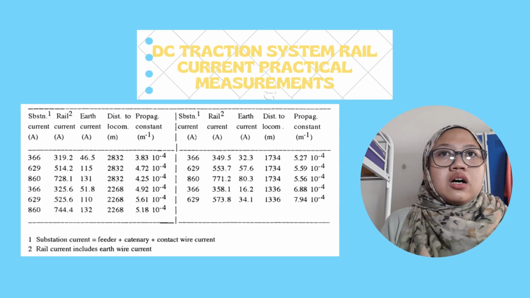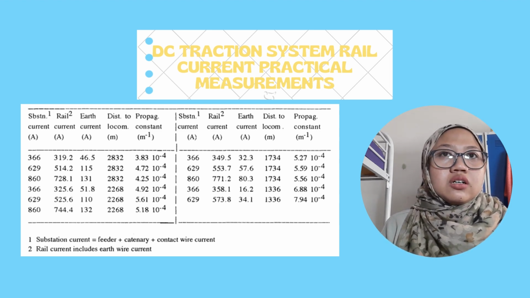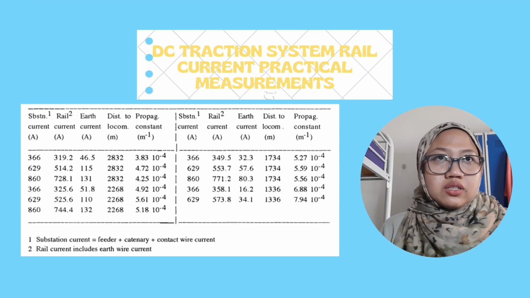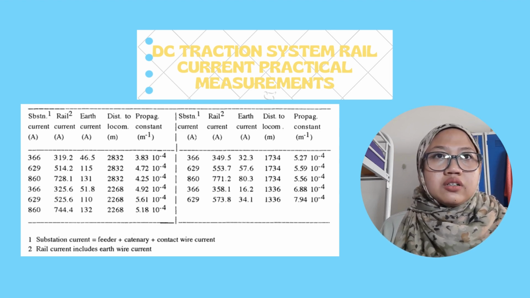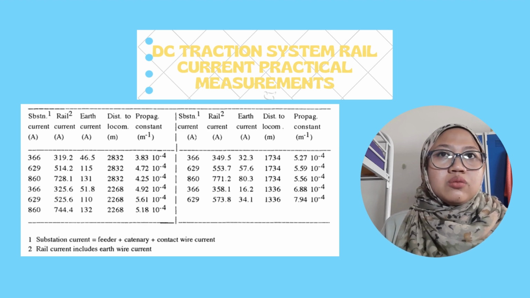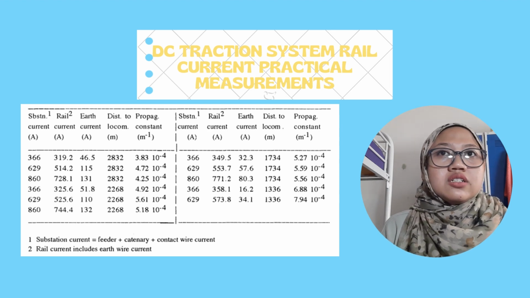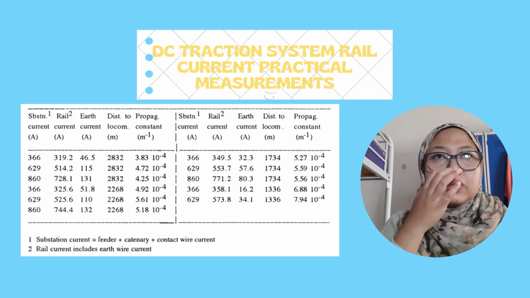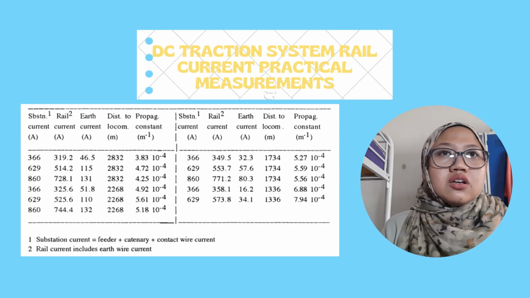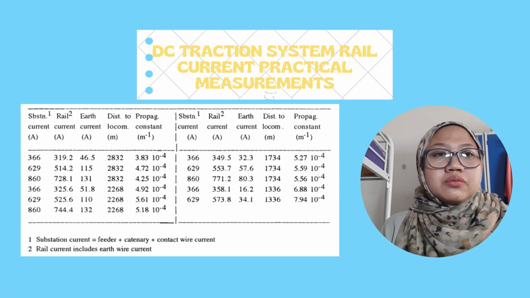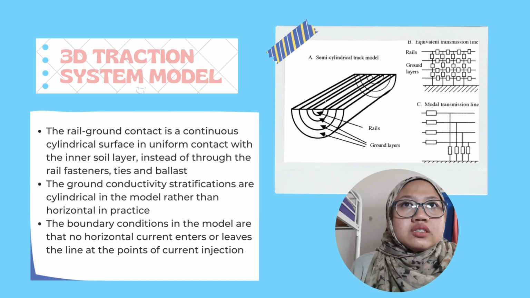So from the table, there is the substation current, which is feeder plus catenary plus contact wire, for the rail current. It includes earth wire current. From that we can see the largest and the smallest effective rail-to-ground conductance range from 2.93 mS per m to 12.6 mS per m, assuming an effective rail return resistance of 15 milliohm per m.